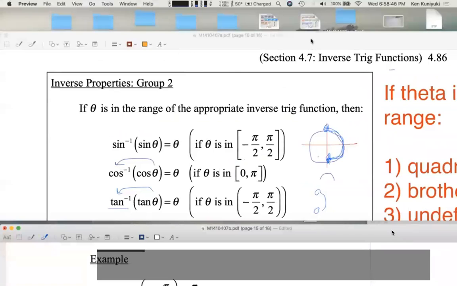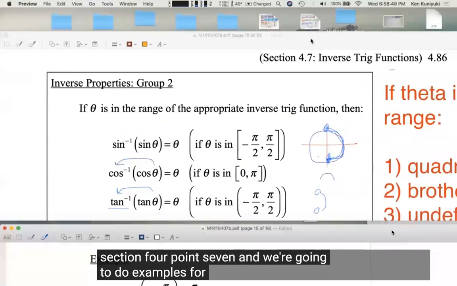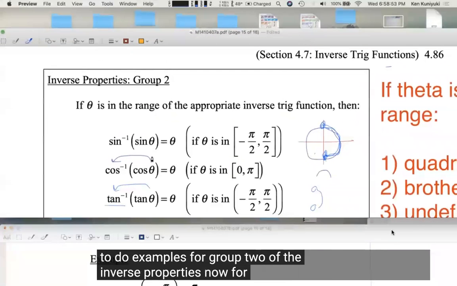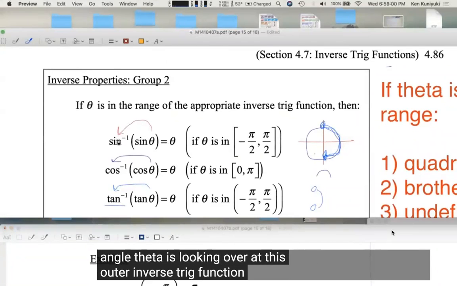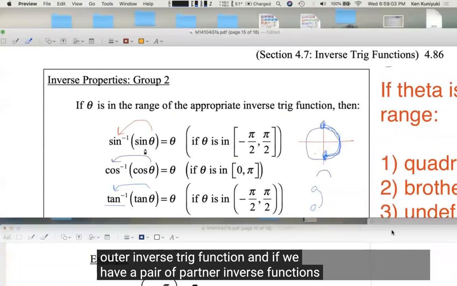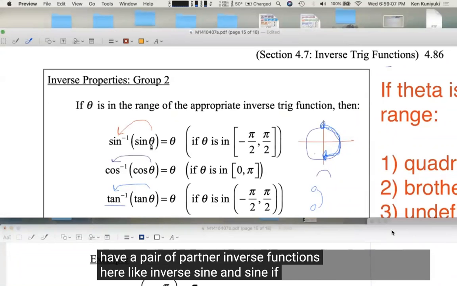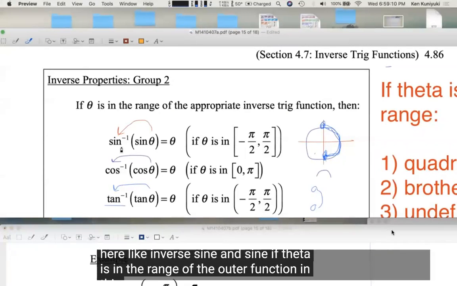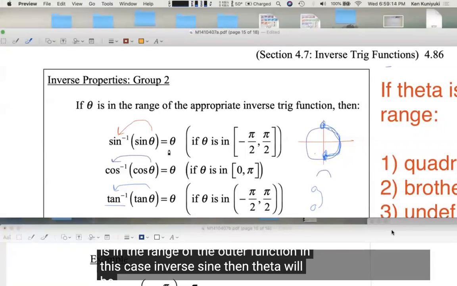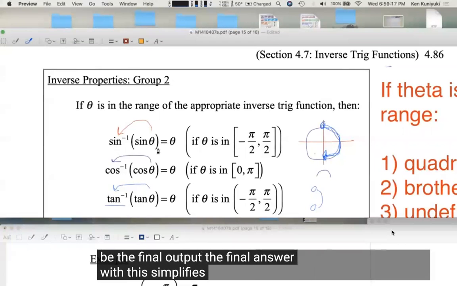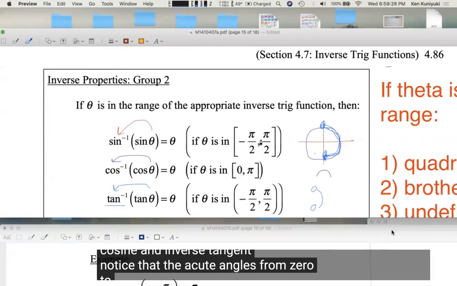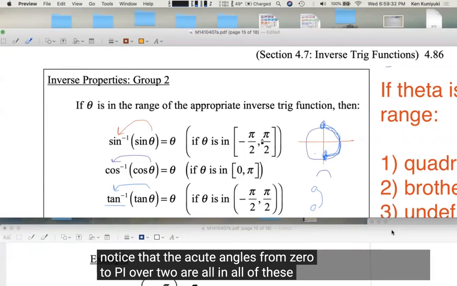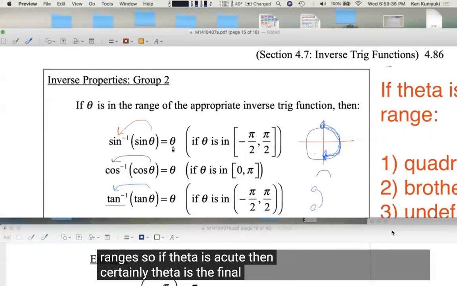Hi everyone, we're continuing with section 4.7 and we're going to do examples for group 2 of the inverse properties. Now for these, if the angle theta is looking over at this outer inverse trig function, and we have a pair of partner inverse functions here, like inverse sine and sine, if theta is in the range of the outer function, in this case inverse sine, then theta will be the final output, what this simplifies to. So you have to know the ranges for inverse sine, inverse cosine, and inverse tangent. Notice that the acute angles from 0 to pi over 2 are in all of these ranges. So if theta is acute, then certainly theta is the final output.